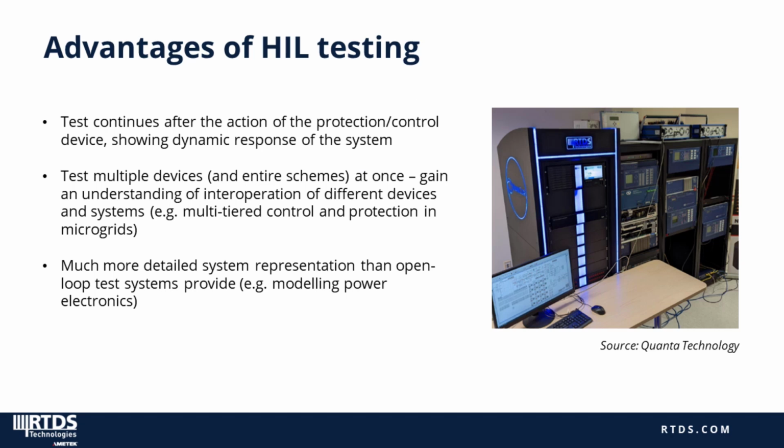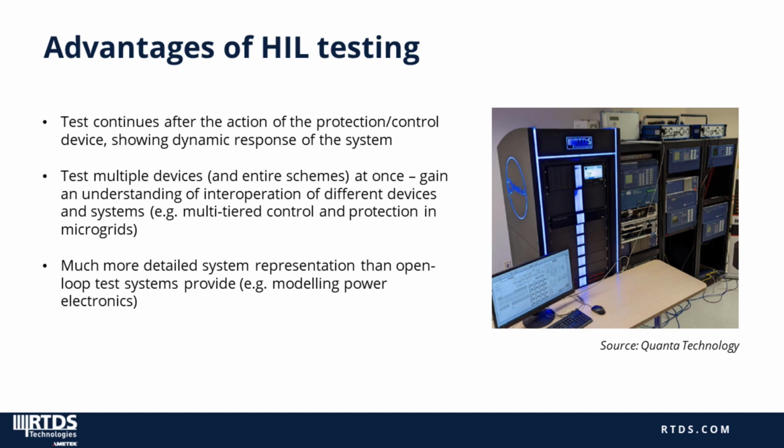Hardware in the loop testing, or closed loop testing, is differentiated from open loop testing in that the test continues after the action of the device under test. So not only are we seeing that control or protection device respond, but we're also seeing the dynamic response of the network. Inherently, this means we can also test multiple devices simultaneously to see how different systems and schemes are interacting. Take a modern microgrid, for example.